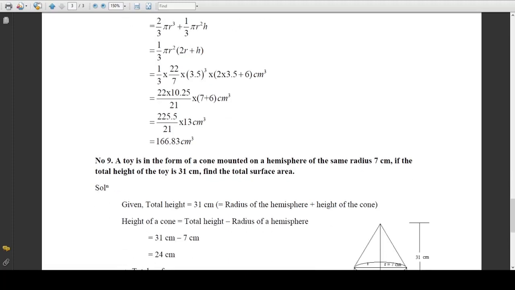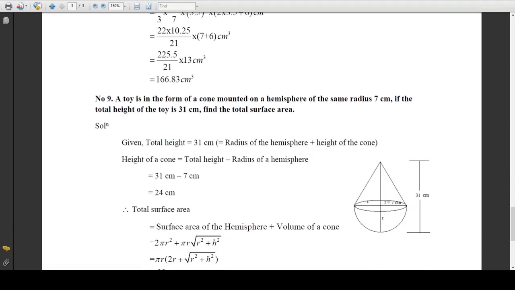Now the next one is problem number 9. A toy is in the form of a cone mounted on a hemisphere of radius 7 centimeter, and if the total height of the toy is 31 centimeter, find the total surface area. It is the same thing as the last problem, but here we need not find the volume, we have to find the surface area.